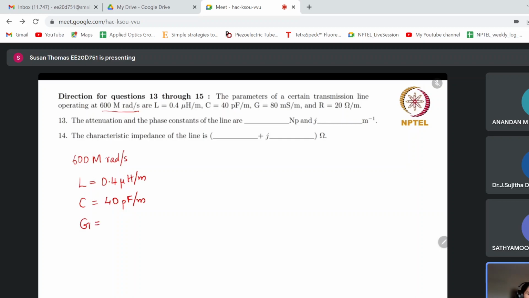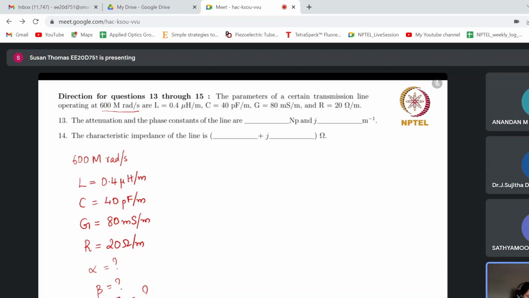G is the conductance, that is 80 millisiemens per meter, and R is 20 ohm per meter. The attenuation and phase constants of the line are to be found. So we basically need to find attenuation constant alpha and also beta, the phase constant. And another question is the characteristic impedance of the line. It looks like we will have a complex impedance, with a real and an imaginary part. Can we all try to solve this question? We need to find alpha, beta and Z naught.